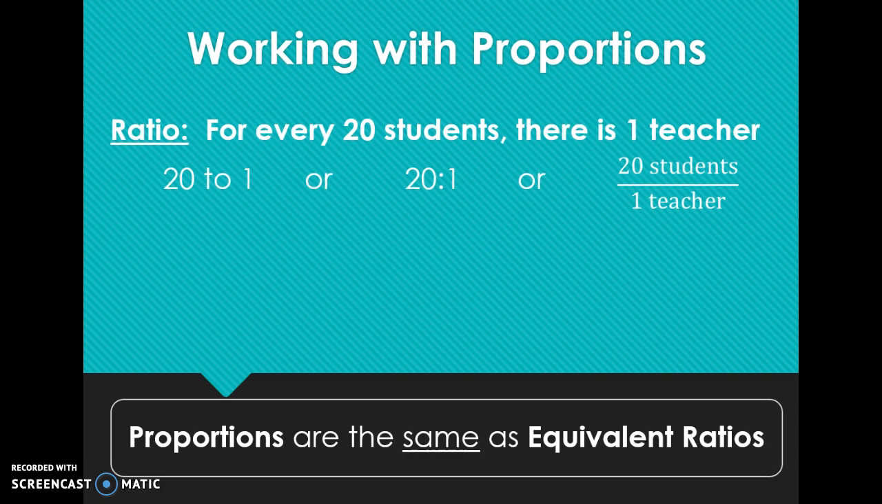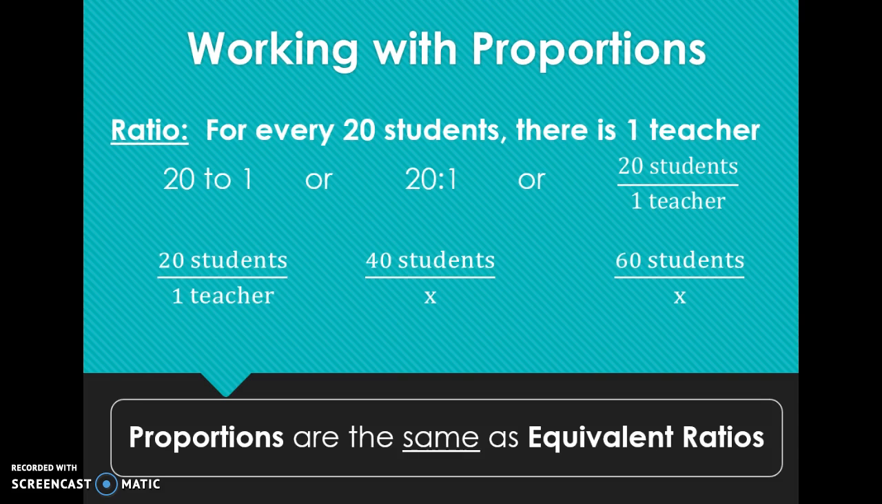Now, the thing about proportions and equivalent ratios is now that you know that this ratio is 20 to 1, you can look at a lot of different examples. So if I know that for every 20 students I have one teacher, you could tell me, okay, for 40 students, how many teachers would you have? So you know that 40 is double 20. So you can see, okay, for 40 students, I need 2 teachers.